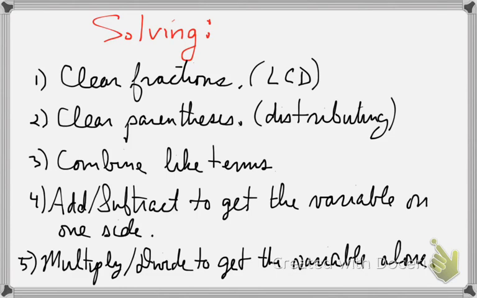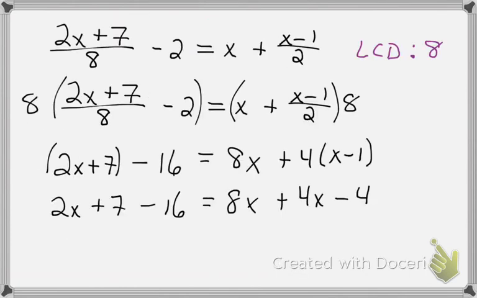Next up, combine like terms. Do I have any like terms that I can combine? On the left, 7 minus 16. So this means I have 2x, and then I have minus 9. You guys agree? Yes. Equals. What about on the right? Yeah, the x's are like terms. 8x and 4x makes 12x minus 4. Everybody okay with that step? All right.